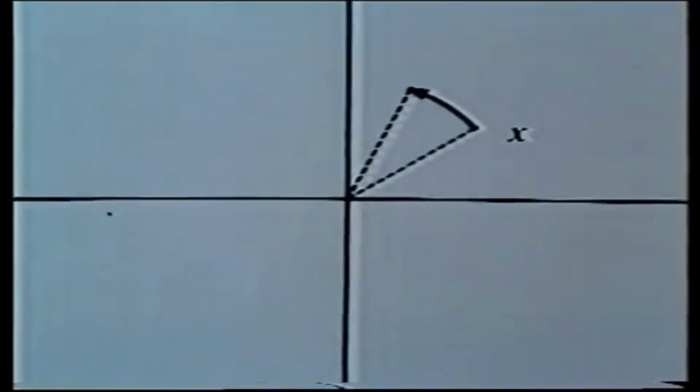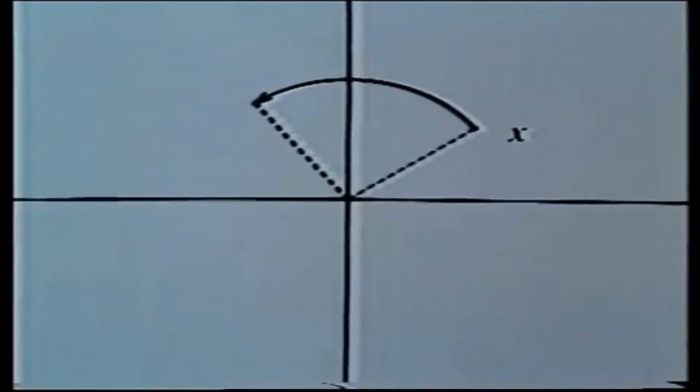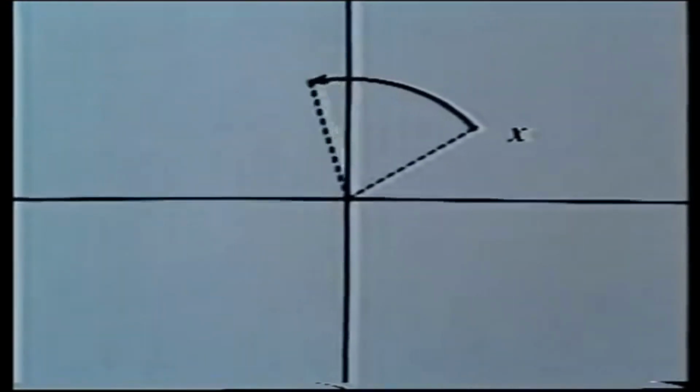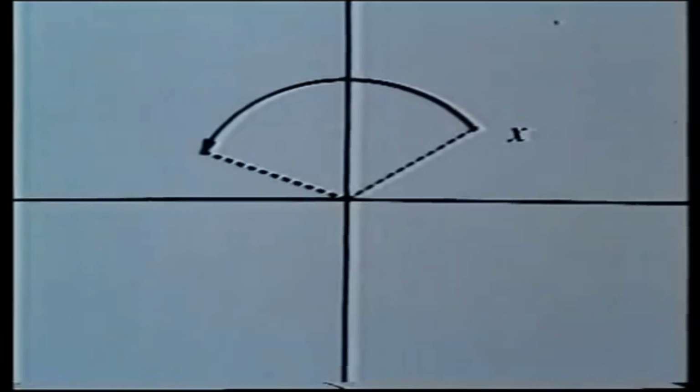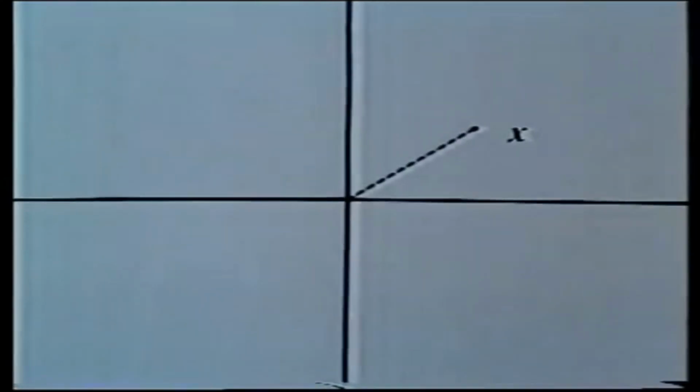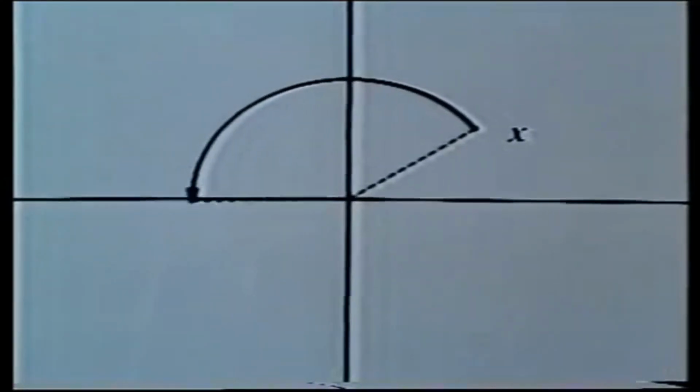One element of the group G will take x to here. Another to here. And another one will take it to here. And so on.